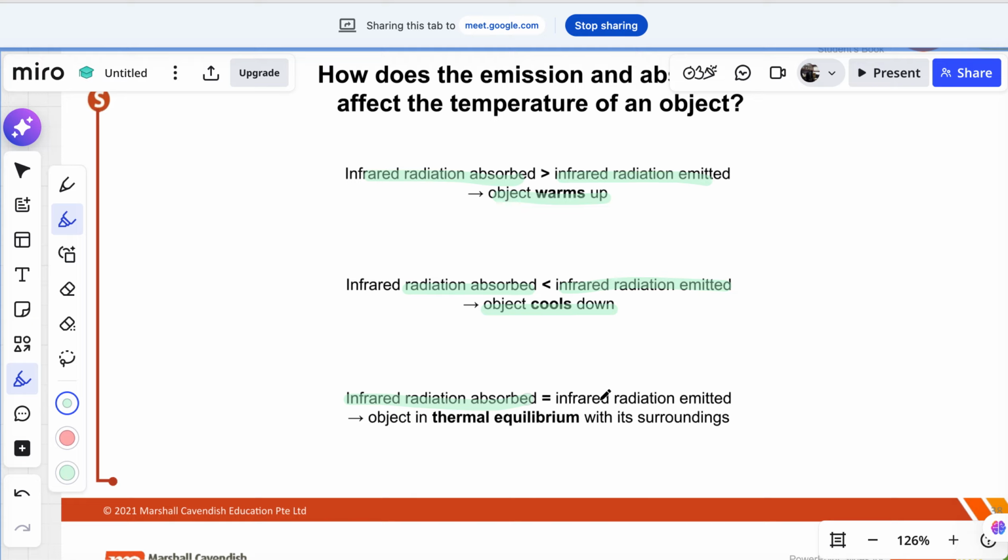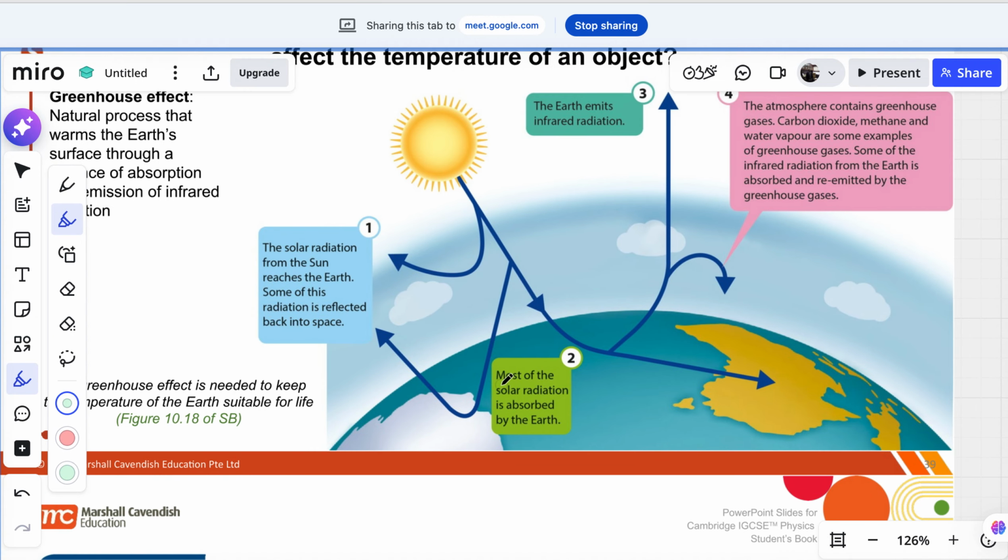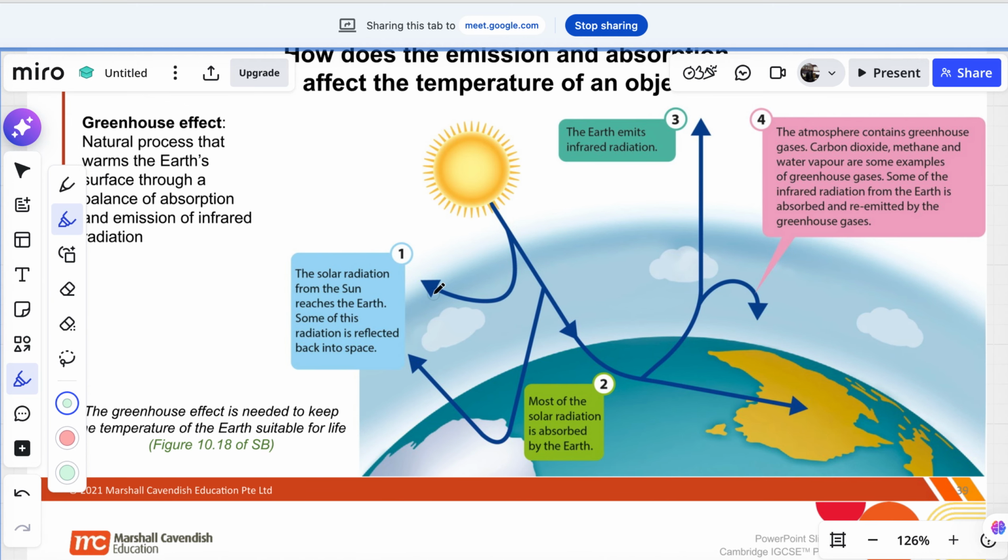How does the emission and absorption affect the temperature of the object? How does it affect it? You've heard of global warming, right? The energy from the sun through thermal radiation reaches the earth. When it gets to the earth, some is absorbed, some is emitted. The part that is emitted is trapped by the greenhouse gases and sent back to the earth to warm it. What is supposed to be emitted is reabsorbed back to the earth, making the earth warmer, hotter, right? So this is due to global warming.